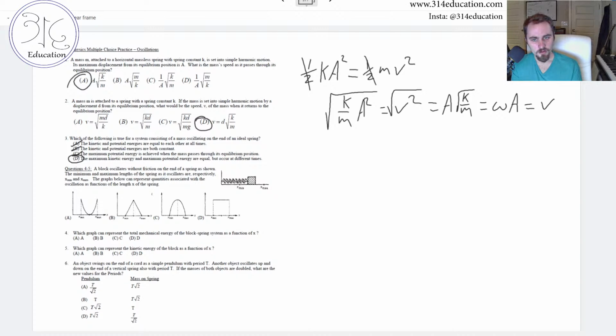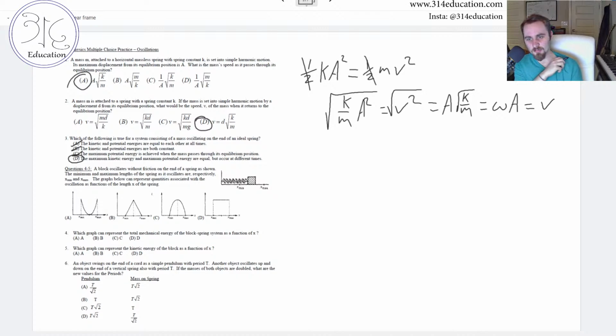4 and 5, we're looking at a block oscillating without friction on the end of a spring as shown here. The minimum and maximum length of the spring as it oscillates are respectively x-min and x-max. The graphs below can represent the quantities associated with the oscillation as functions of length of the spring. Okay, so which graph represents the total mechanical energy of the block spring system as a function of x?